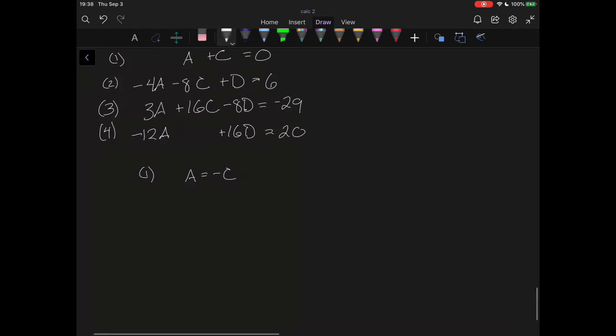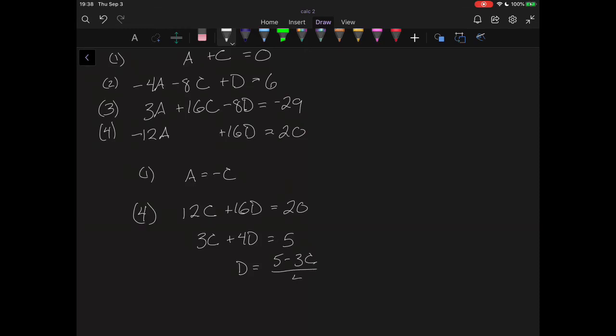So this is really useful for us, especially considering how we can plug it into 4 now. And 4 now tells us that 12C plus 16D is equal to 20. And now we can solve for either one. Doesn't really matter. Let's go for C, so we can get everything in terms of C. So we can divide everything by 4, and we get 3C plus 4D equals 5. And so D is going to be equal to 5 minus 3C over 4.